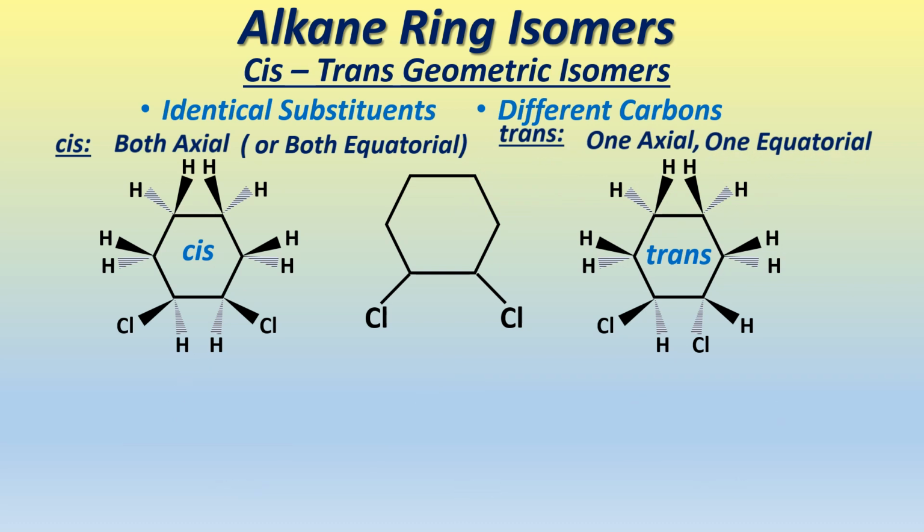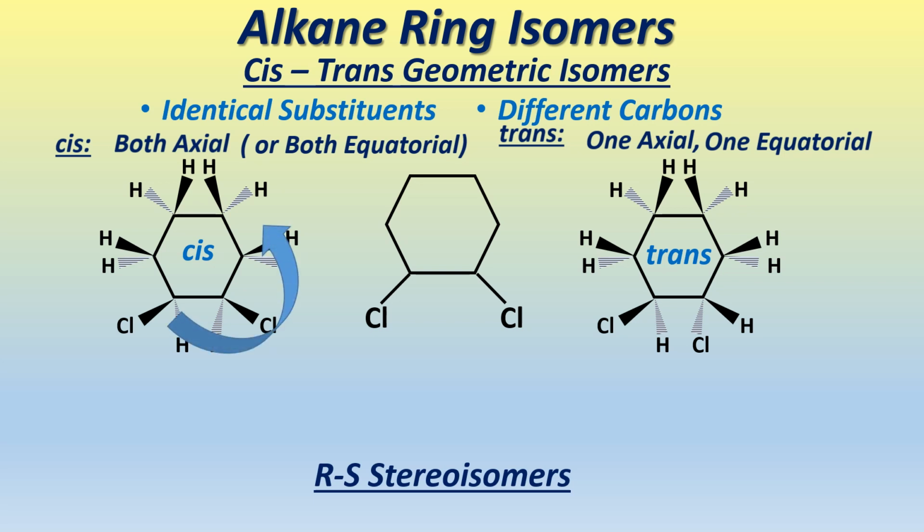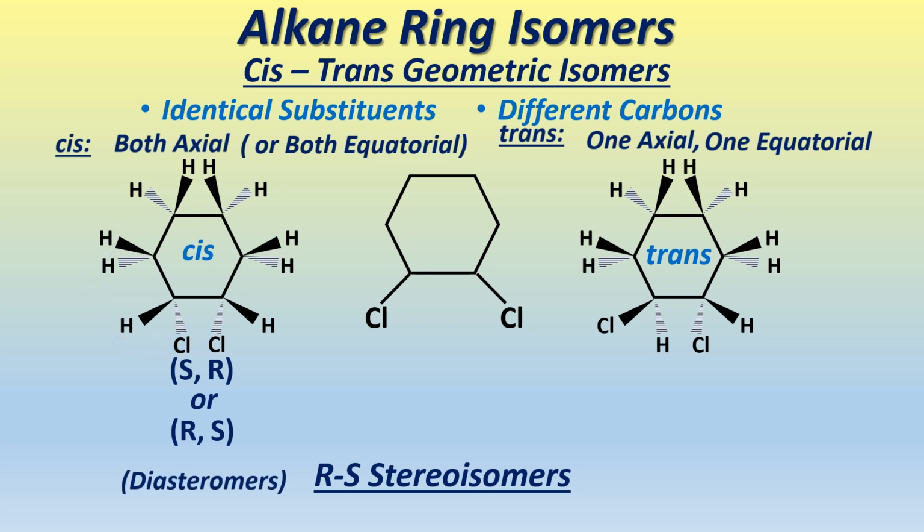Additionally, the stereocenters are R,S stereoisomers. If I look at the cis, chlorine 1 is S, counterclockwise, chlorine 2 is R. If I do the other cis isomer with both chlorines backwards, 1 now becomes R and 2 becomes S. These are non-superimposable images, but they are not mirror images, so I have diastereomers.